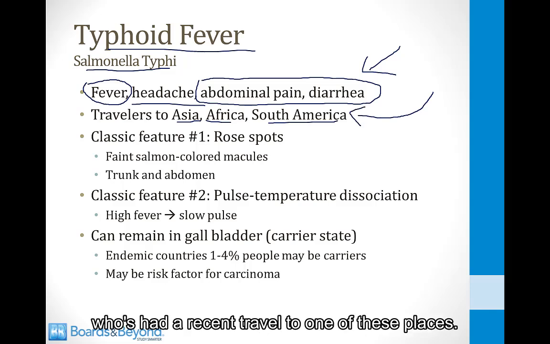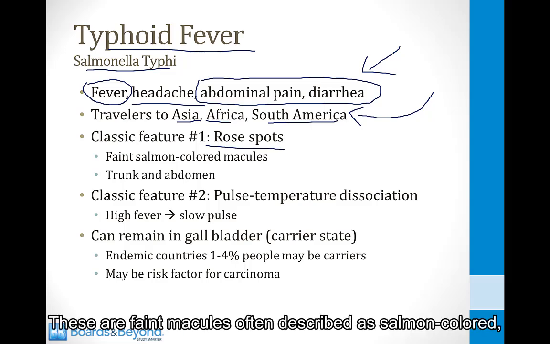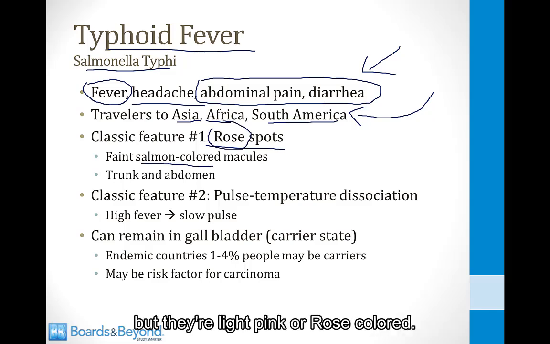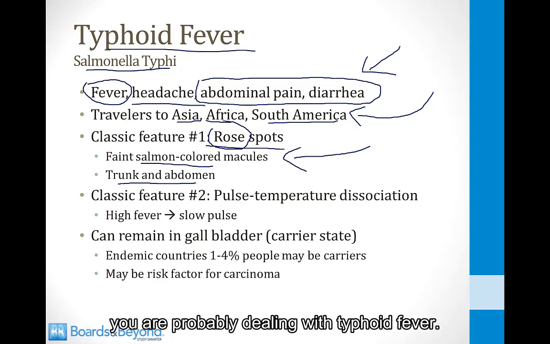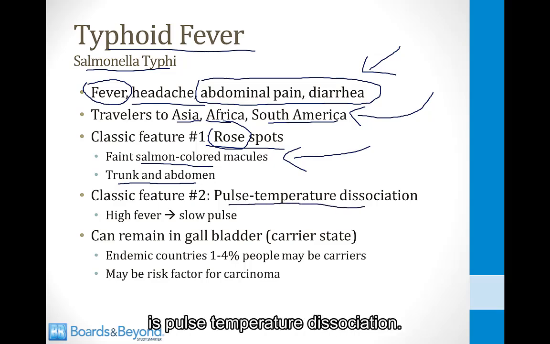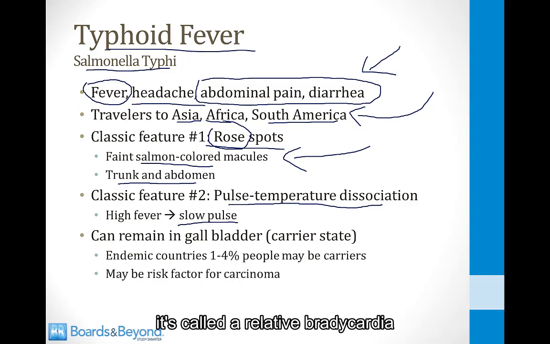The first classic feature you need to know about is the presence of rose spots. These are faint macules, often described as salmon-colored, but they're light pink or rose-colored, and they occur on the trunk and abdomen. So if you see a traveler who has diarrhea and these types of spots on the trunk and abdomen, you are probably dealing with typhoid fever. The second classic feature is pulse temperature dissociation. So normally when you have a fever, your heart rate goes up. But in typhoid fever, for reasons we don't understand, the pulse gets slow. It's called a relative bradycardia or a pulse temperature dissociation.